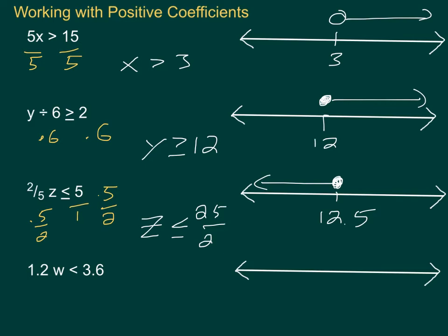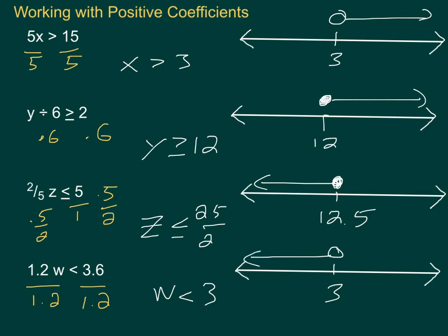Fourth example here, just to cover another inequality. 1.2w is less than 3.6. That means 1.2 times w, so I'm going to divide each side by 1.2. And it states w is less than 3.6 divided by 1.2, which actually works out pretty nicely. It's just 3. It's basically the same thing as doing 36 divided by 12, so that's pretty convenient. And I'll go to 3, open circle. I'm not including 3 there. It's not part of my answers. And everything less than that comes over here to the left.